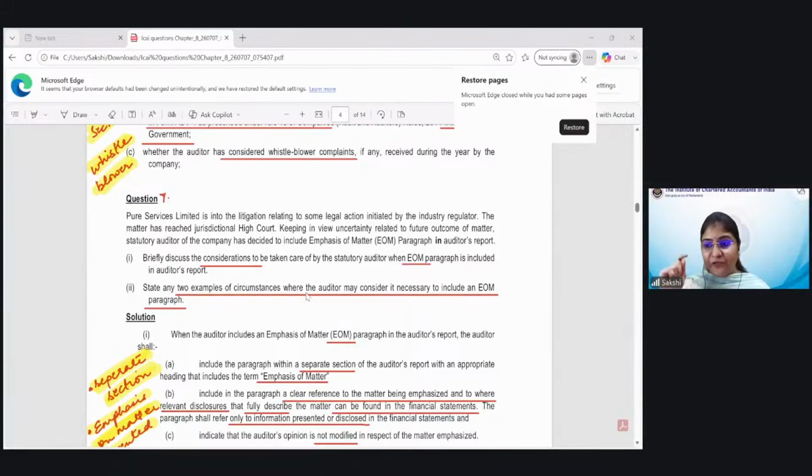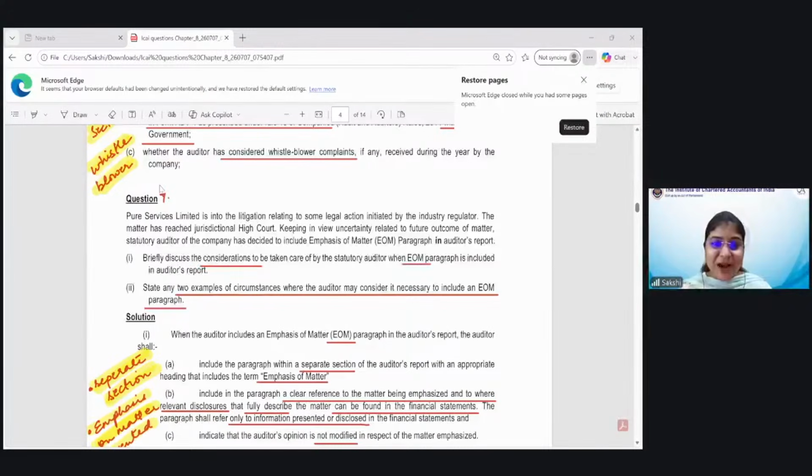Now you have to first know when an auditor gives an emphasis of matter paragraph. Very, very important for you. When does an auditor give an emphasis of matter paragraph? When something is present in the financial statements, it is disclosed there. Do you know this or not?